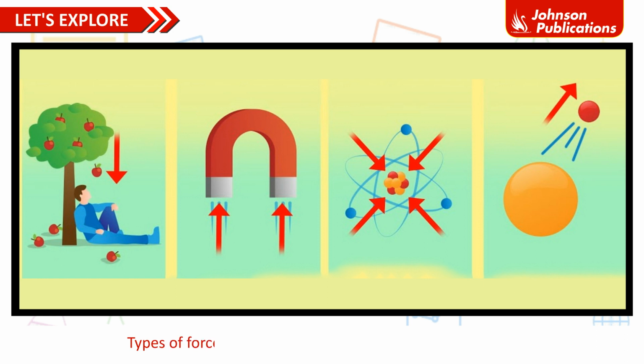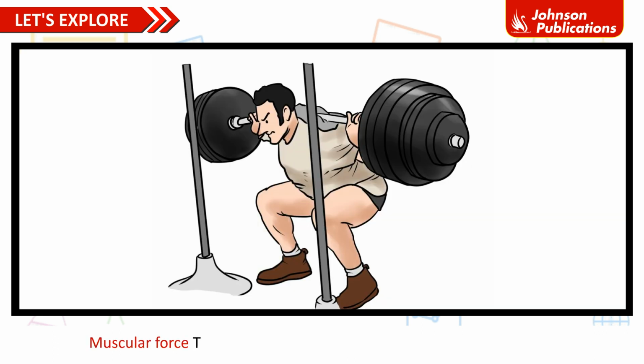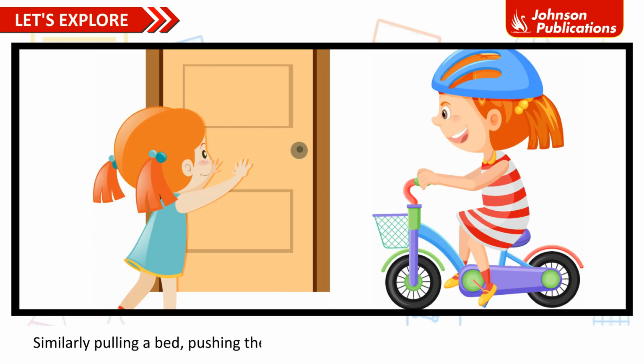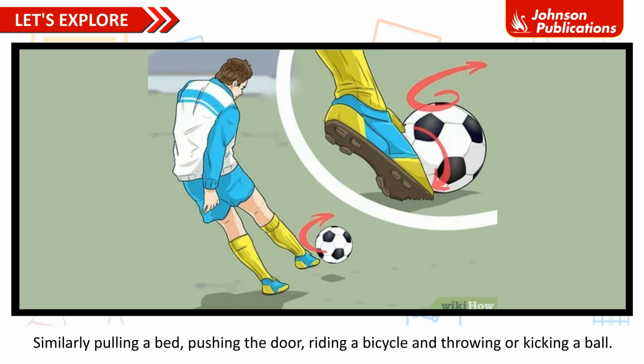Types of forces. In nature, force exists in different types. Muscular force. The force applied by our body is called muscular force. For example, if we lift a book or a bag from the ground, our muscles do work for lifting. So, muscular force is applied by our arms. Similarly, pulling a bed, pushing a door, riding a bicycle, and throwing or kicking a ball.